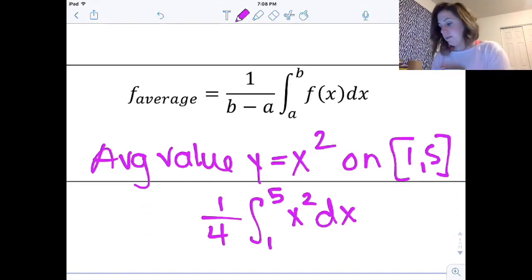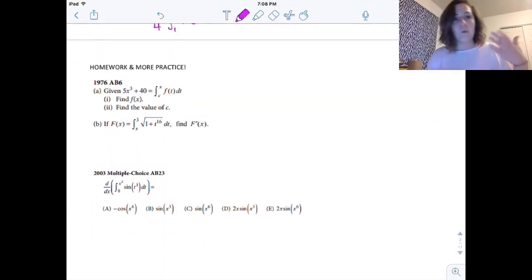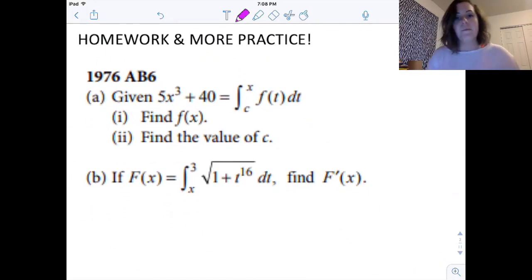Those are the big ideas that we're working through. We're going to start small and then go into some word problems. If you have specific ones that you have questions about, send them to me. We're going to start with these two, looking at just the basics: finding the derivatives of integrals and how that might be useful.